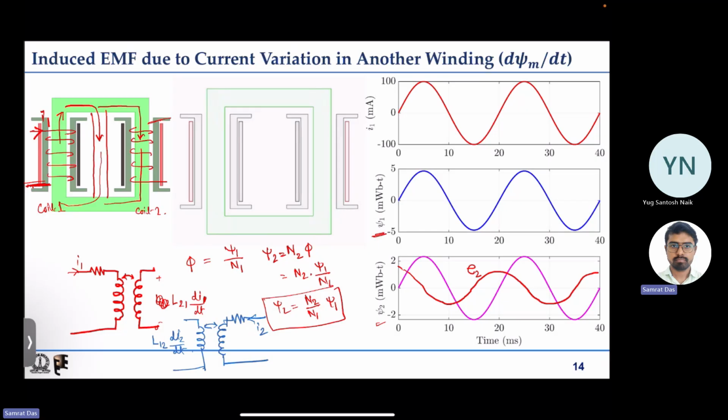So the first one we saw was induced EMF due to current variation of the same winding. It can be represented simply by an inductance. In the second case, there is some induced EMF due to current variation in some other winding. It is the rate of change of mutual flux linkage that creates the induced EMF, and that is represented by a coupled inductor, or that is nothing but a transformer. So that is how we electrically represent that.